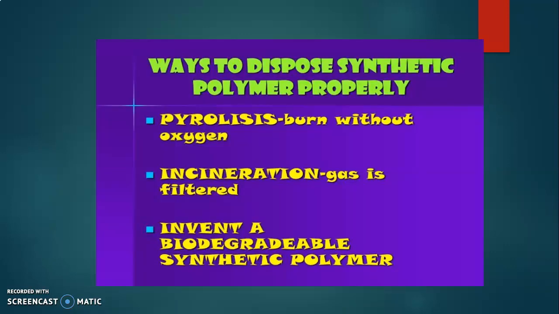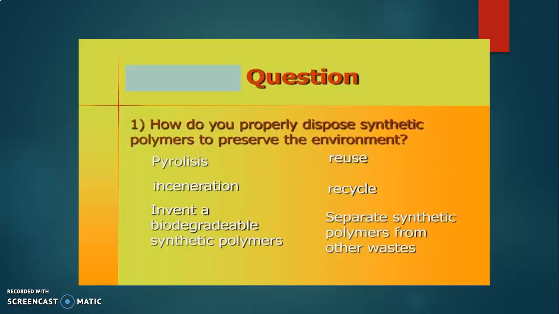Okay, the ways to dispose of synthetic polymers properly include pyrolysis. Pyrolysis is the method of burning the synthetic material without oxygen. Second one is incineration, with gas filtered. And the last one is to invent biodegradable synthetic polymers. So you need to find the details of these methods in your assignment. Okay, the other method is reuse, recycle, and separate synthetic polymers from other waste.